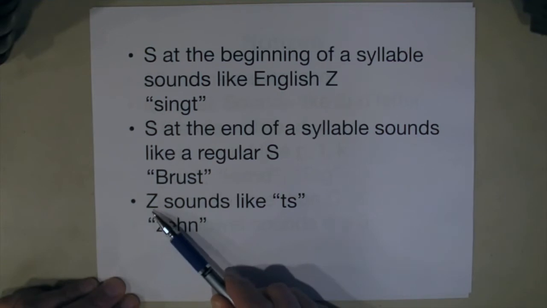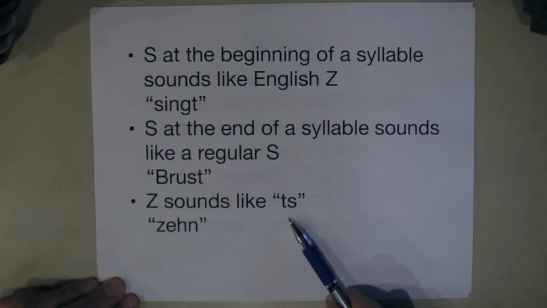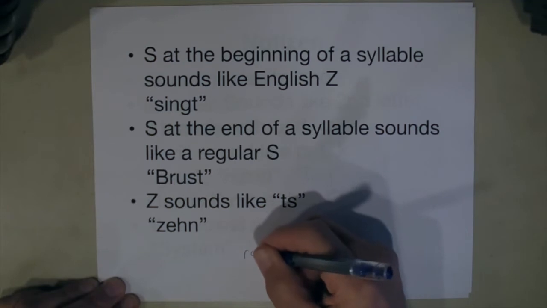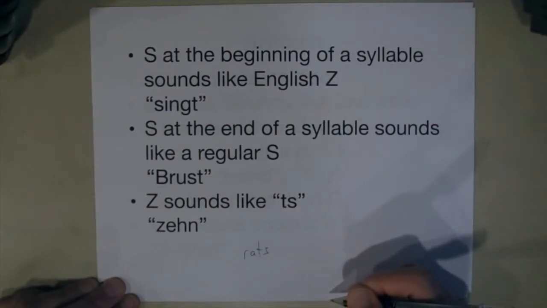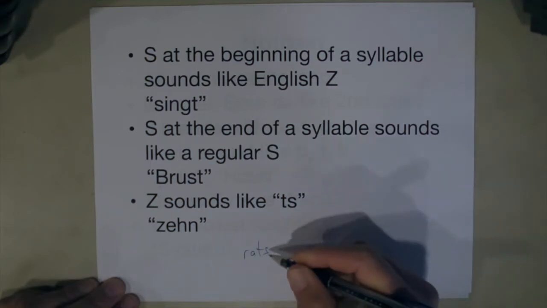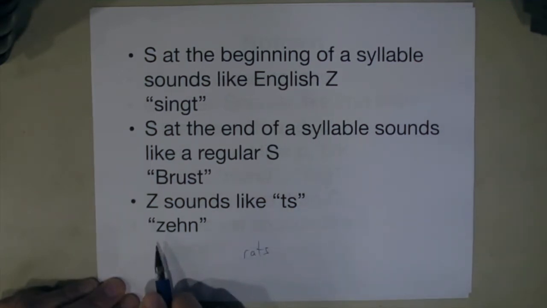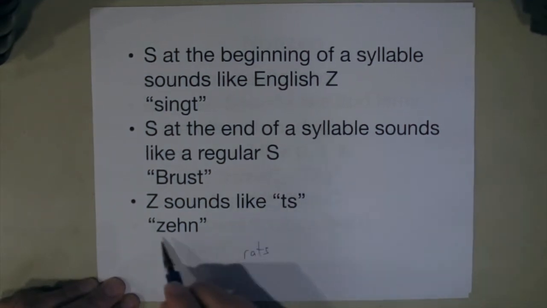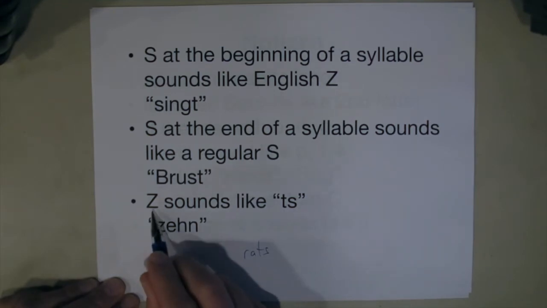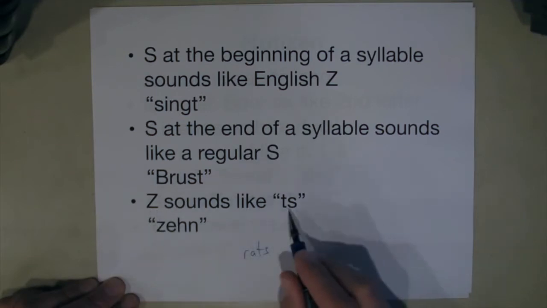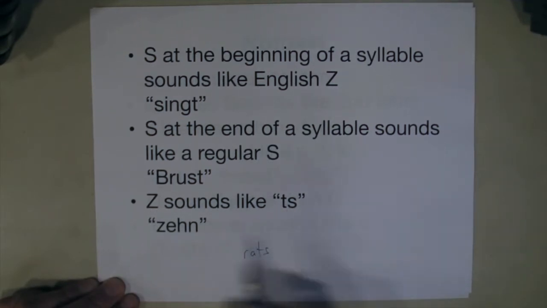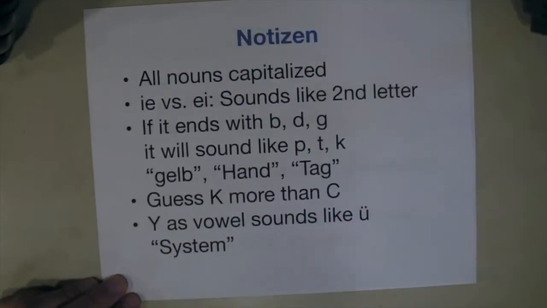Okay? Then the Z will sound like a TS. Think of the English word rats. Oh, rats. Tss. Now just keep the tss sound and start it. This word for the number 10 in German, some Americans will pronounce it Zane. That's wrong. They'll pronounce it Tain. That's wrong. You need to have a TS sound. Zehn. That's correct. So anytime you see a Z, pronounce it with a TS, always. Zehn, with any word there. Those are the sibilants. Okay?